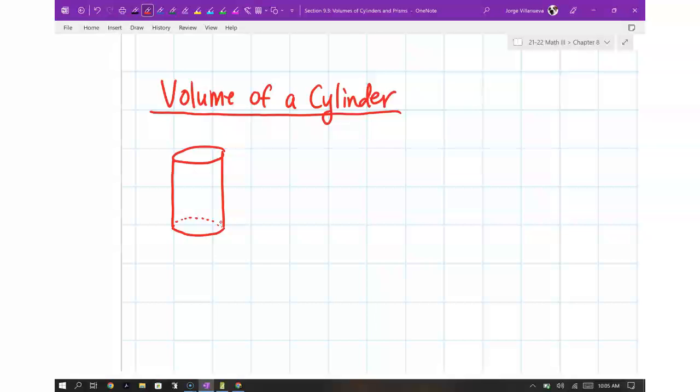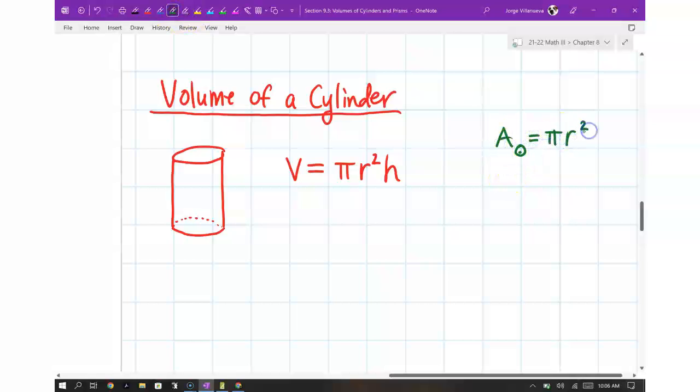So, for this, your formula is V equals pi r squared h. Now, do you guys remember what the area of a circle is? Anybody know the area of a circle? Just to remind you, area of a circle is pi r squared. This is the area of the circle on the bottom, which is my base.